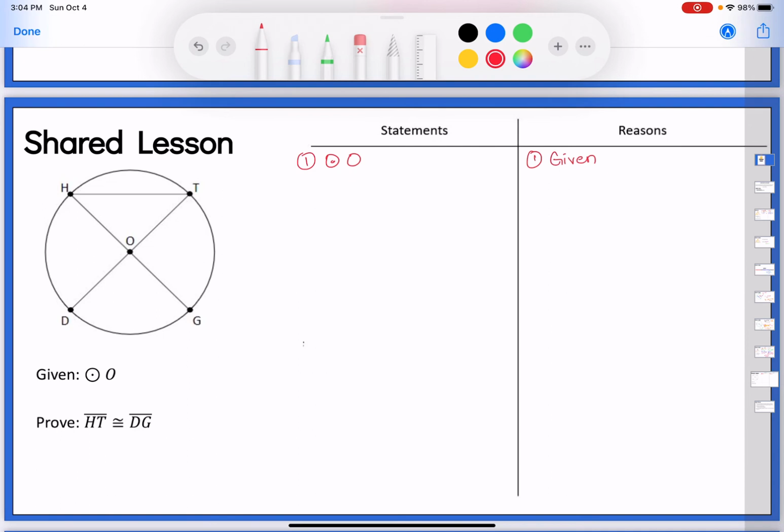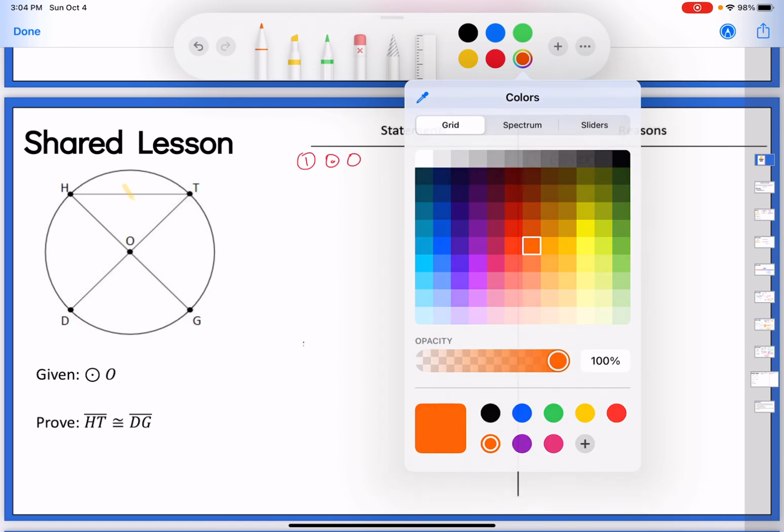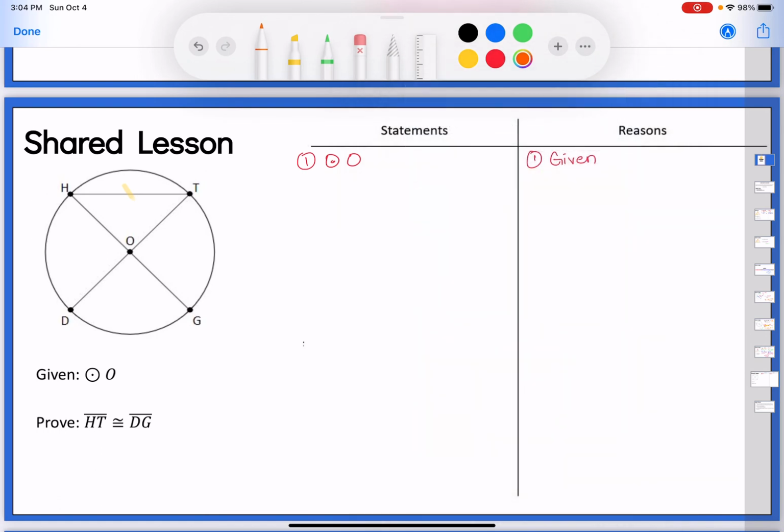Now, I'm trying to prove that segment HT is congruent to segment DG. Hang on. There isn't a segment DG. Well, that's weird. Now, do I know that there's a segment there even if it's not written? Well, sure. If I have 2 points, I can always connect them with a segment, right? So whenever you have a picture and it doesn't include segments that you want, as this might happen now, we're getting into more complicated situations, you can always draw one in, and I wanted to show you how to do that.